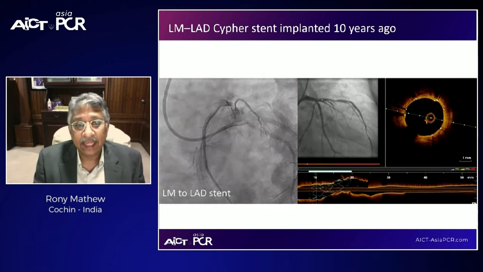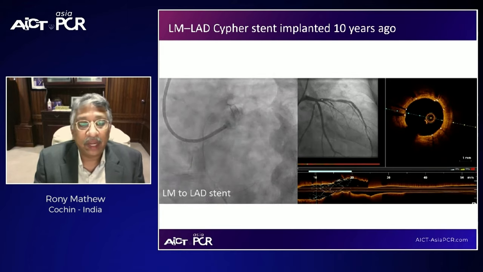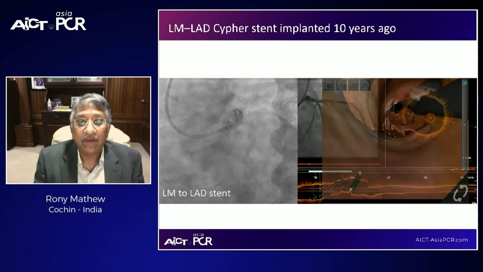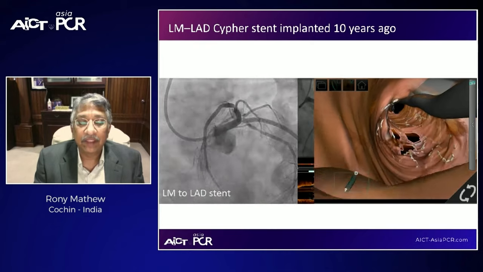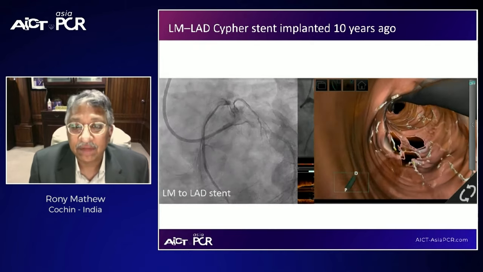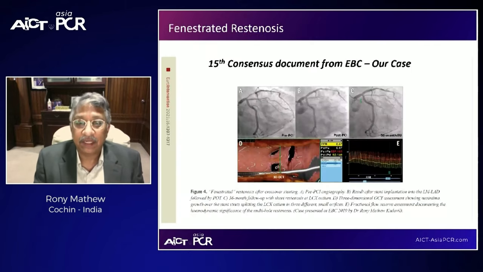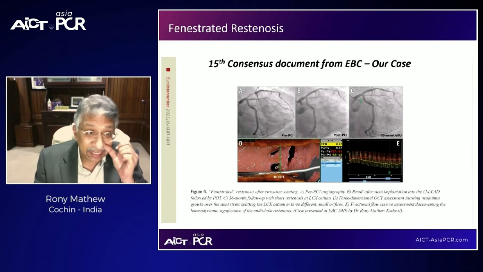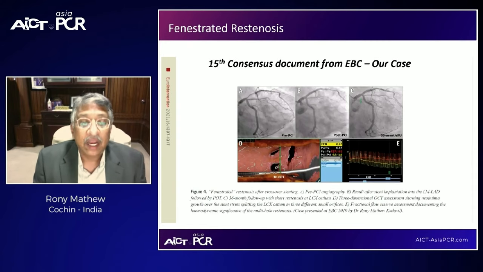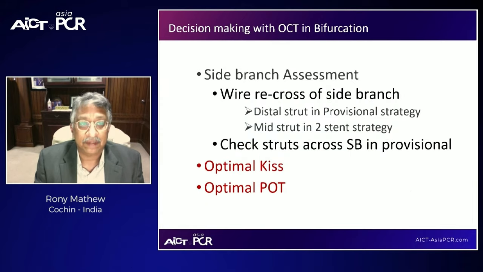And there's another case that I wanted to show you where an LM to LAD Cypher stent was put in. If you look at the fly-through image, the circumflex ostium has again been converted into three ostia. This is what is called a fenestrated restenosis. Our case was shown at the 15th consensus document at the EBC, and they suggested that we must move the struts out of the side branch ostia.